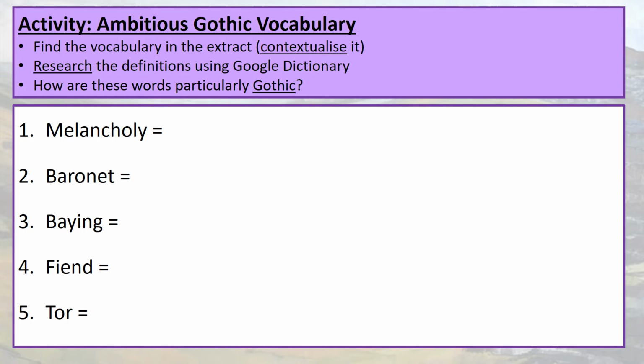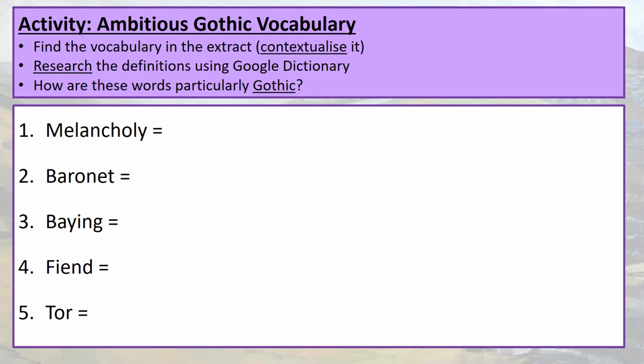So the first thing I want you to do for each of these words is to locate them in the extract. It's really important when we're dealing with new, unfamiliar vocabulary that we contextualise it, that we see where and when it's being used in a sentence, and that gives us a better understanding of its meaning. And then I want you to research the definitions, whether you have a dictionary to hand or you could use Google Dictionary to do that.